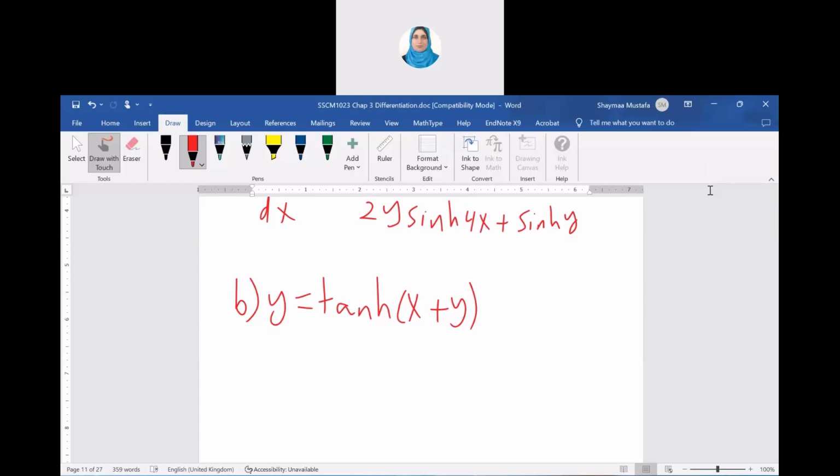It is 1, but I have to multiply it by dy over dx because the variable here is y. You have to multiply, so don't write 1 only. Okay, the derivative for tan x plus y equal to what? sec square x plus y. Is it correct?